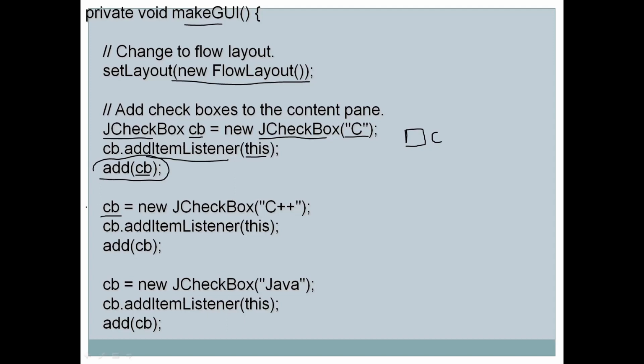It has to be declared completely. We have to say JCheckBox. We will say cb2 is equal to new JCheckBox, and it will have the text C++. So we have created one more checkbox like this. It will display the text C++.